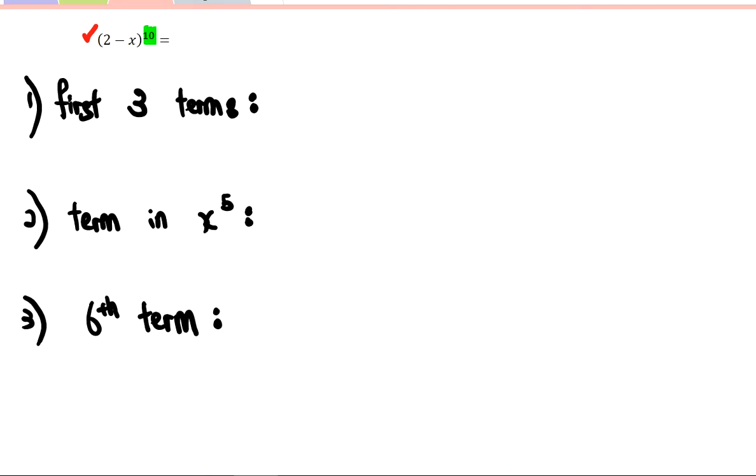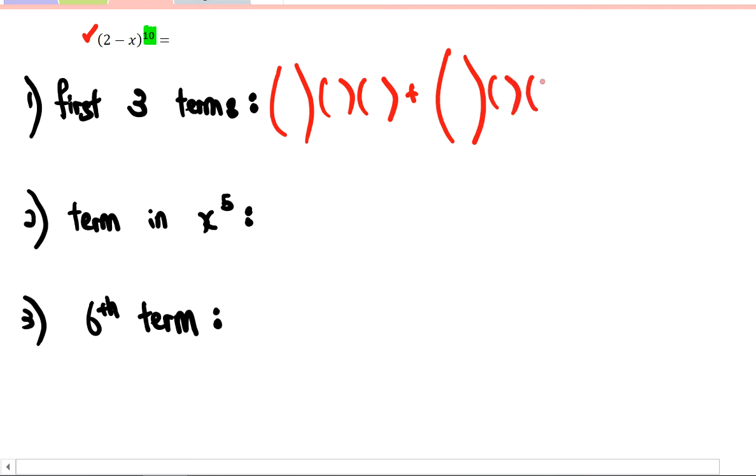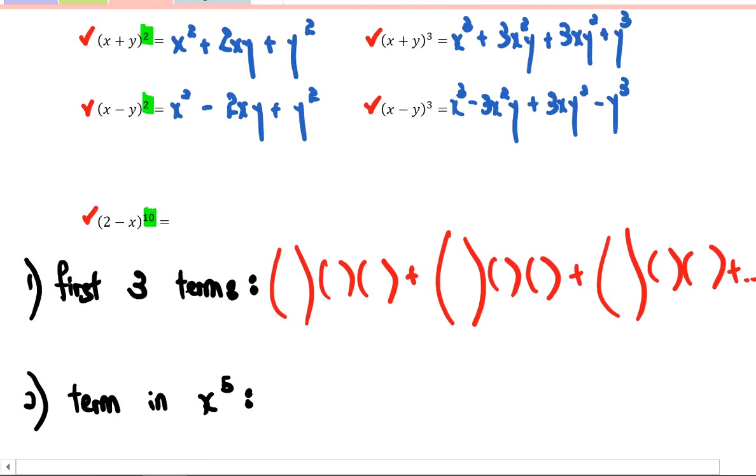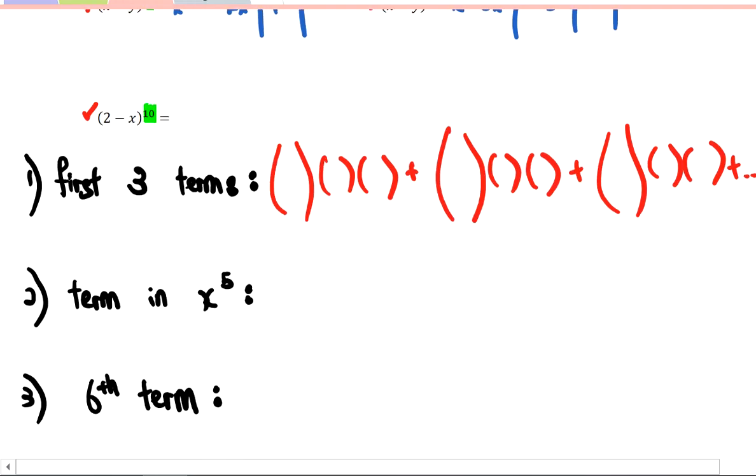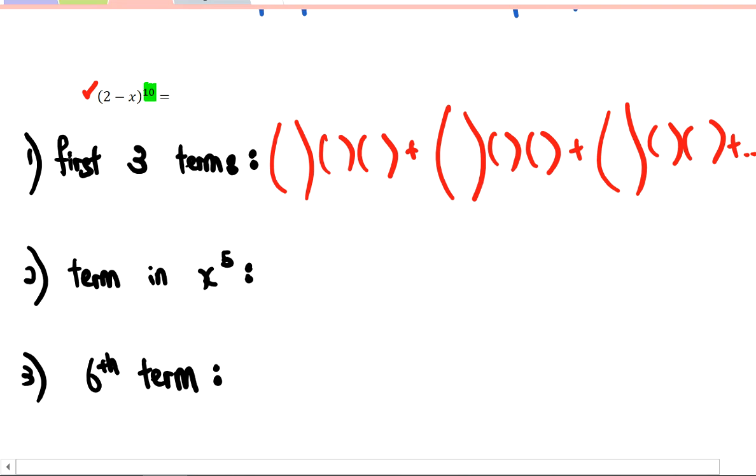Now I'm going to draw the 3 sets of brackets because it's the first 3 terms. I must have 3 different sets. So this is what I do. 1 long bracket, 2 smaller brackets, 3 sets, plus dot dot dot. Because as you know, based on our observation above, if I have power 2, I have a total of 3 terms. If I have power 3, I should have a total of 4 terms. So if I have power 10, I should have a total of 11 terms. But I only want the first 3 terms. That is why it's required to put the plus dot dot dot. The remaining terms, I should not write out.